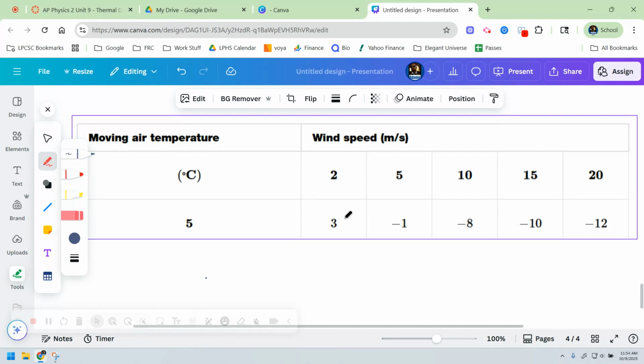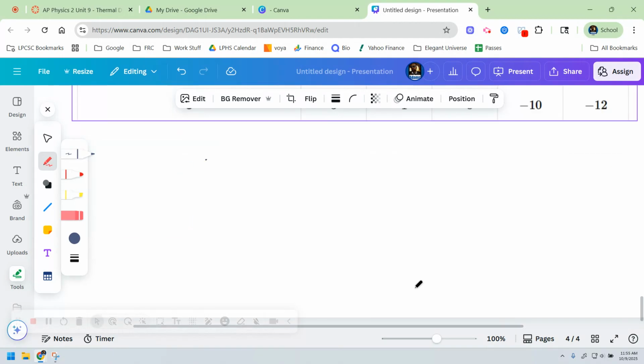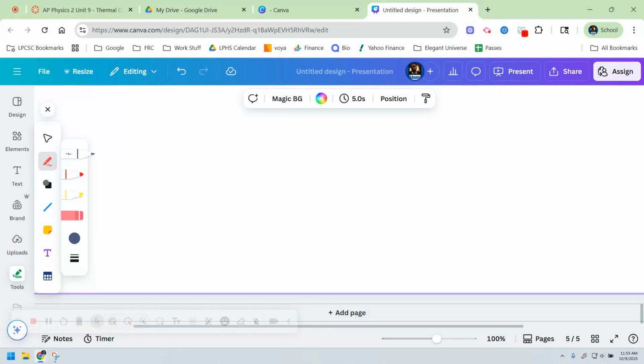So anyways, this is a chart that you'll use that compares the air temperature to the wind speed. And we'll use an example so you know what's going on. One of the nice things about fur, and this was in the textbook that I thought was kind of a neat thing, fur actually is a good insulator.